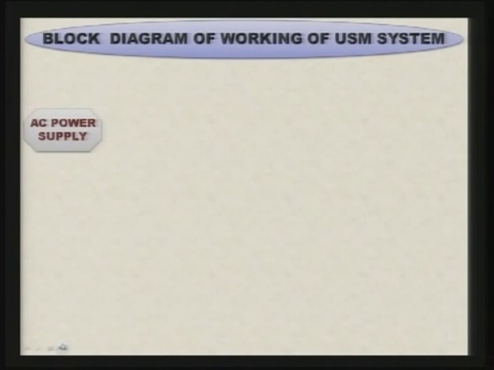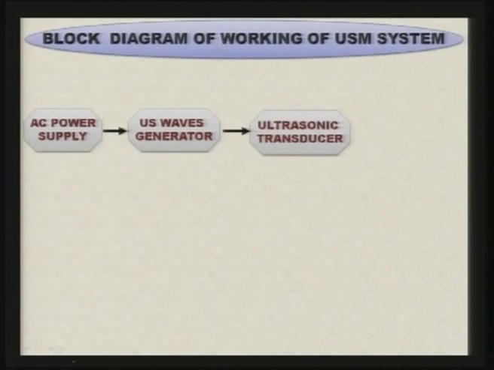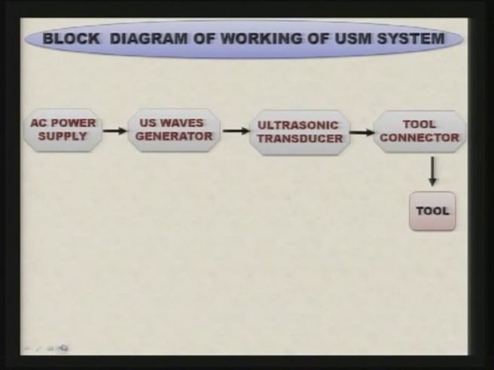Block diagram of ultrasonic machining system. First we have the AC power supply, which is connected to the ultrasonic wave generator, and this generator is connected to the ultrasonic transducer. The transducer is connected to the tool connector, and this tool connector holds the tool, because ultrasonic vibrations are generated.